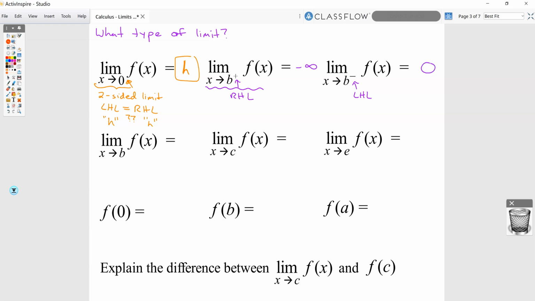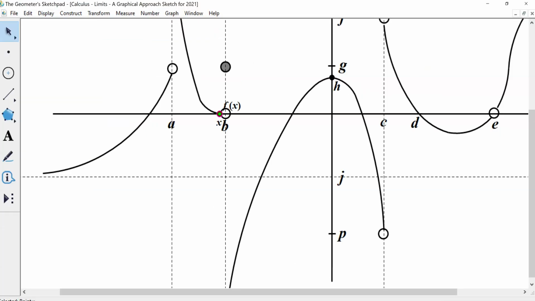Now, let me go back and highlight one thing real quick just to make sure you're understanding this. Notice, if I put the point at X equals B, it disappears because there's a hole there. But what is the actual Y value? The Y value would be this spot right here. That's your closed circle. Remember, like in Algebra 2 and Pre-Cal, if I ever say, what is F of, that means find the point. The Y value actually equals the number G when X equals B.